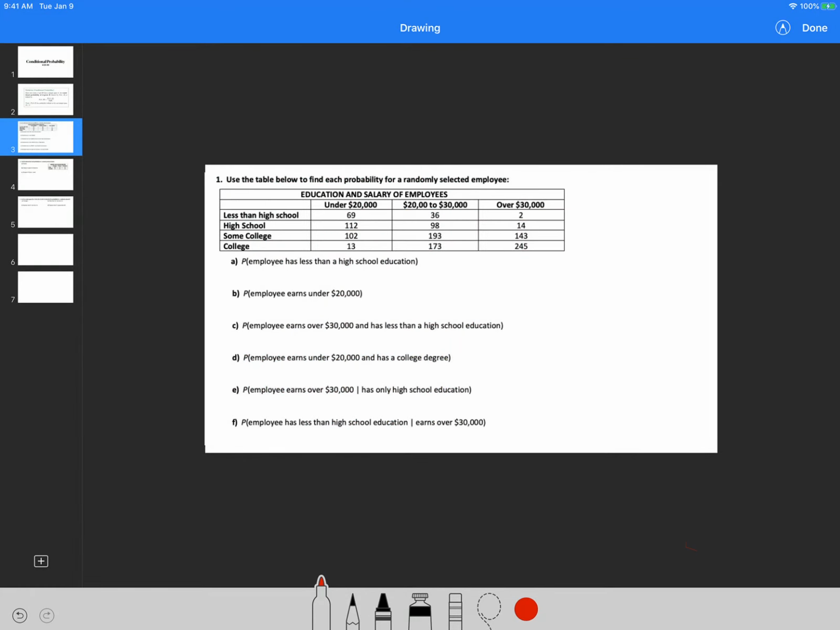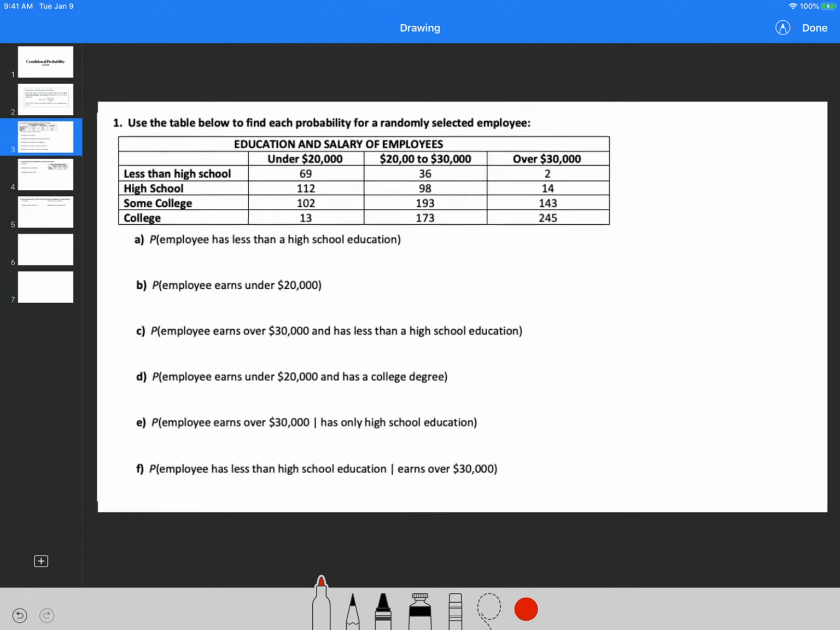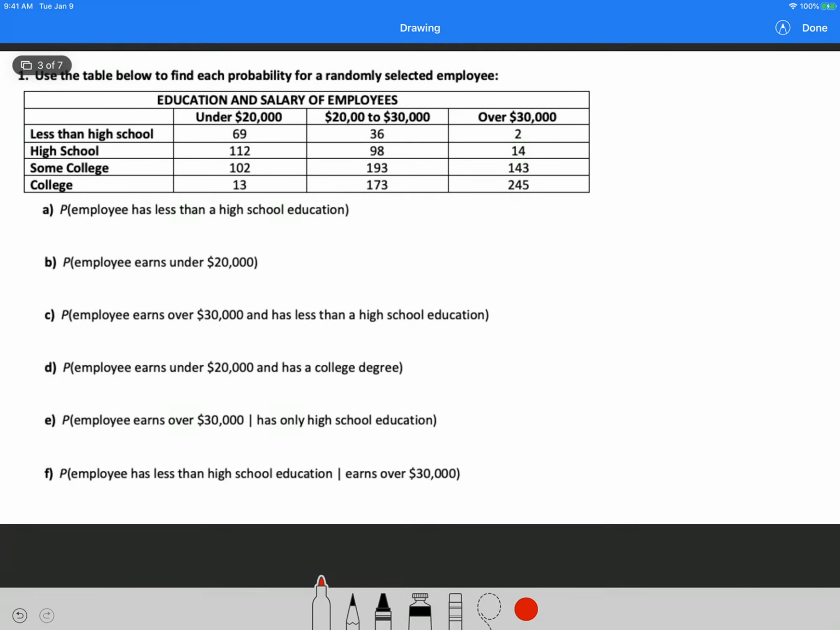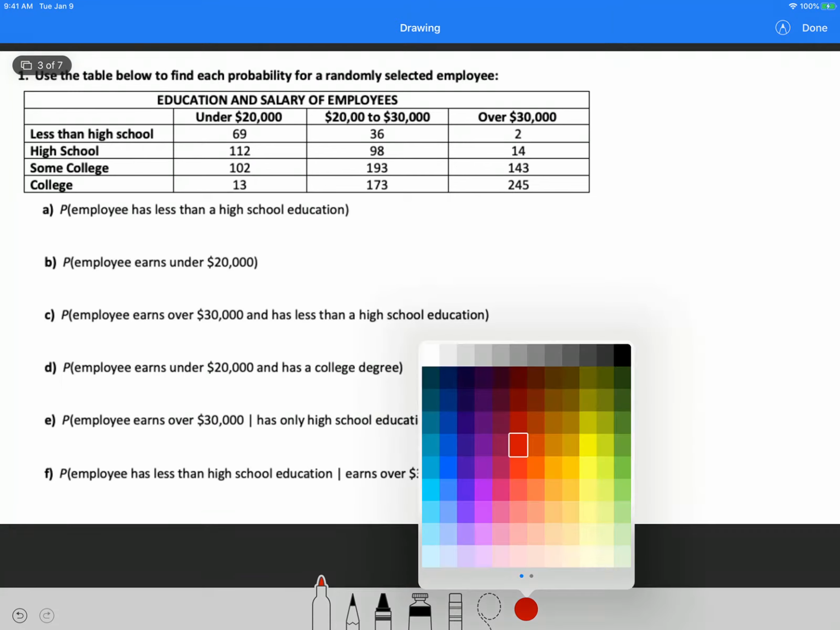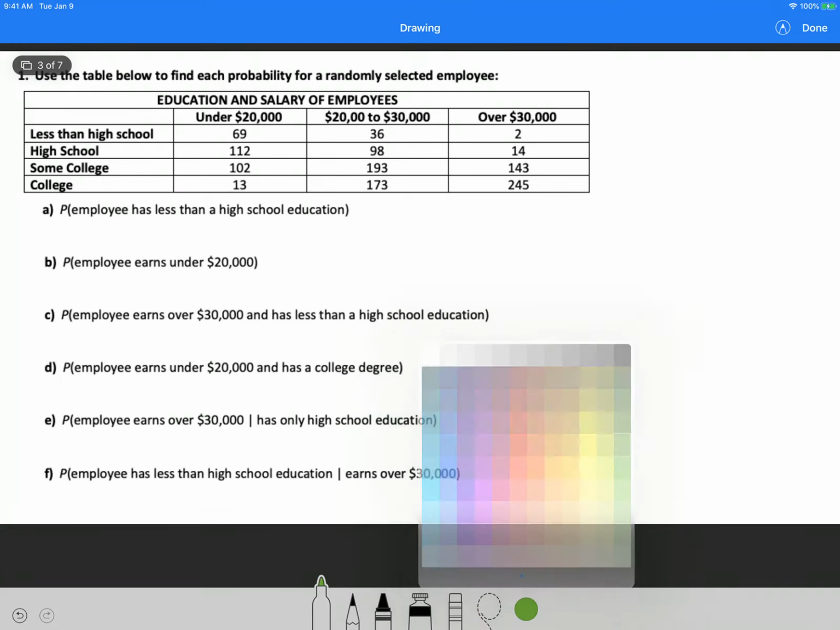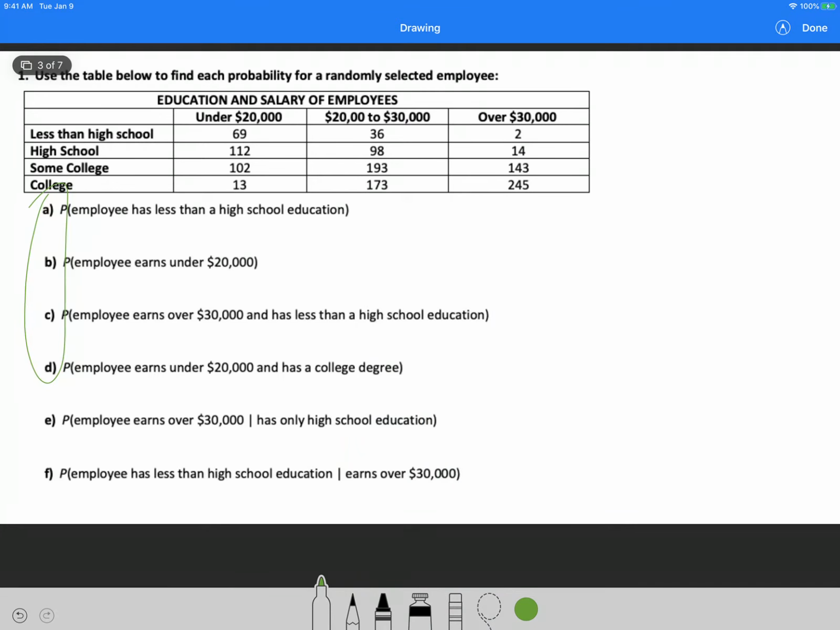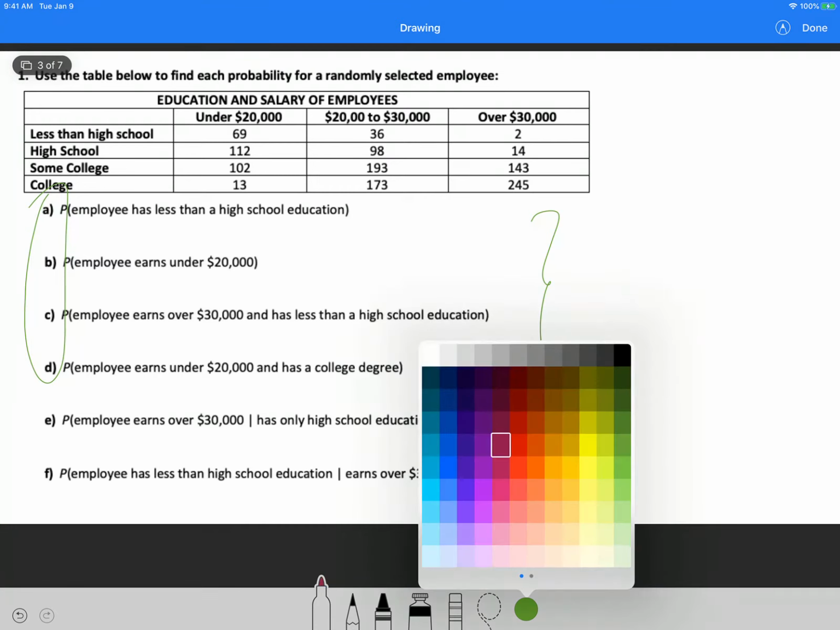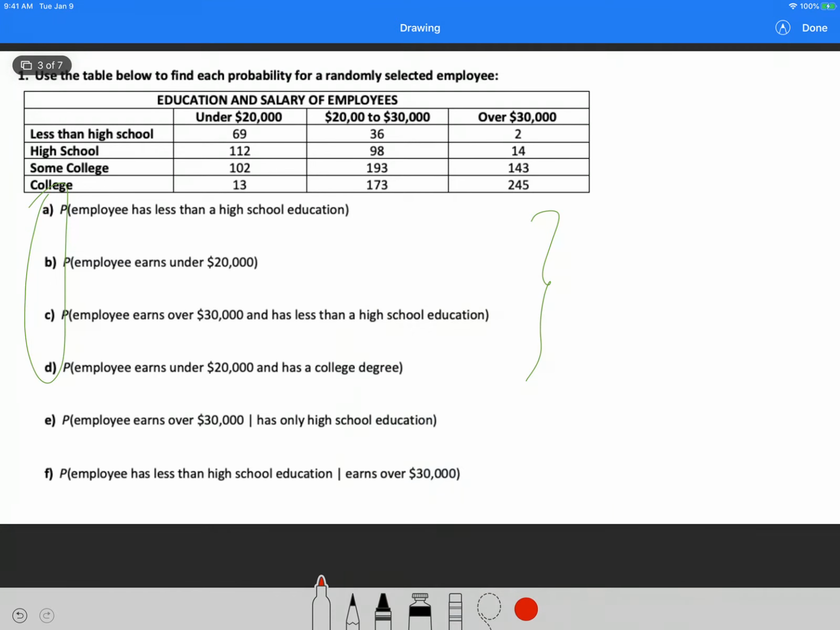So let's take a look at this table. There are a lot of questions here that we're going to be dealing with. Use the table below to find each probability. For the first several of these, we should all know how to do A through D. The new ones should be E and F, because of the given statements. Can you pause the video, try to solve A through D, and then play it again once you have it.